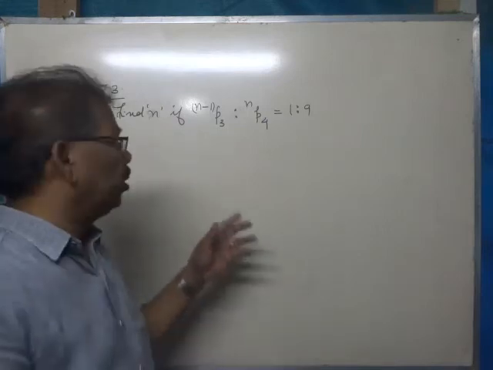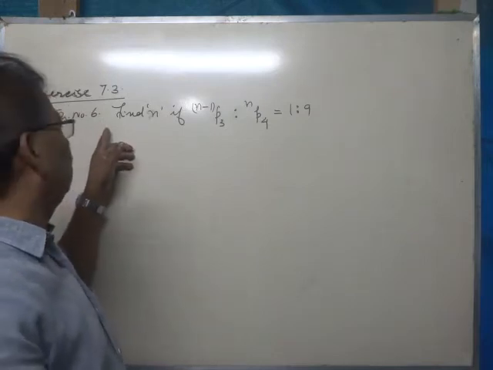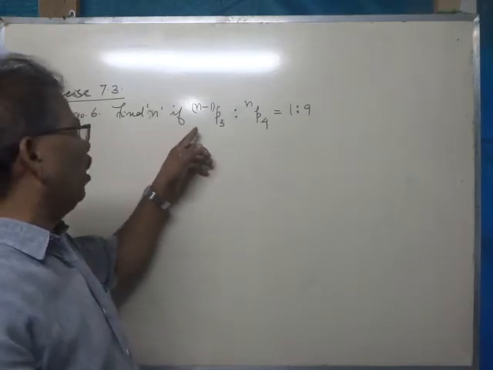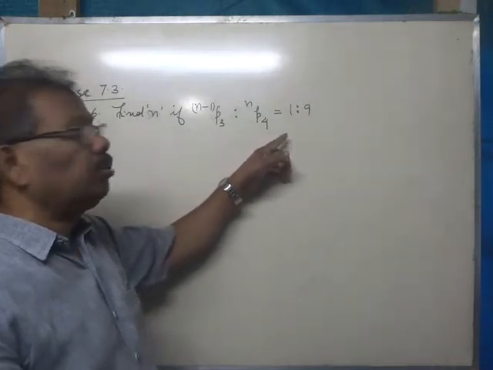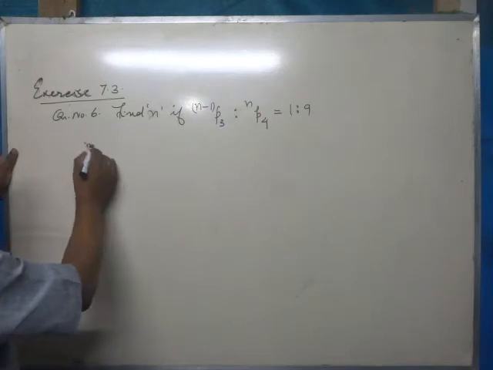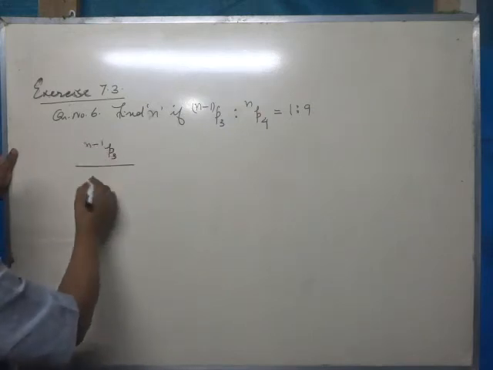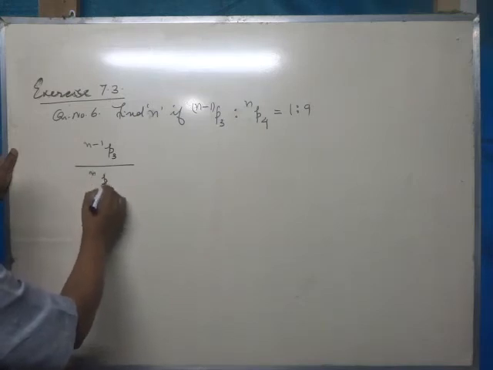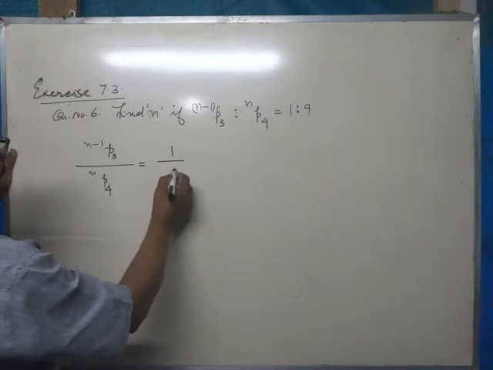Now let us look into the questions in exercise 7.3. Question number 6. Find n if (n−1)P3 : nP4 is equal to 1:9. It is given that (n−1)P3 by nP4 is equal to 1/9.